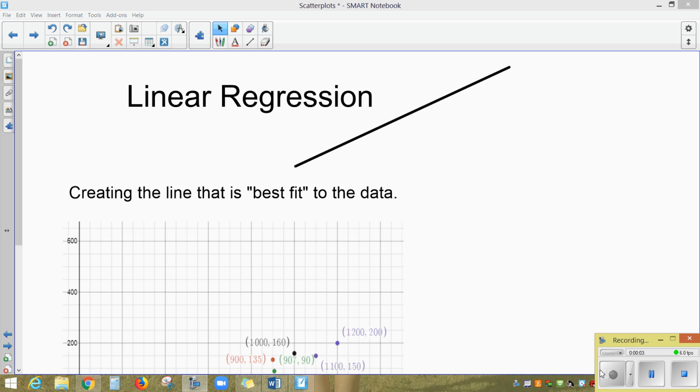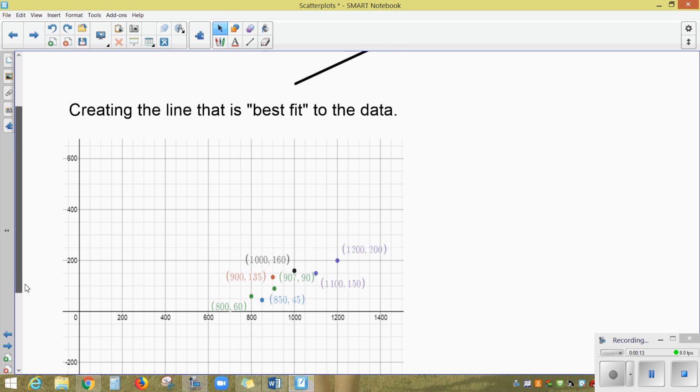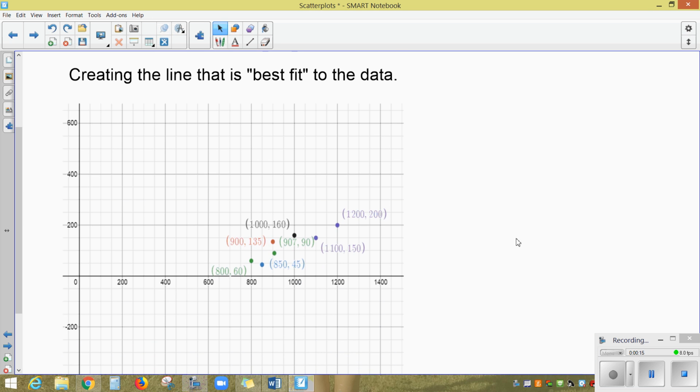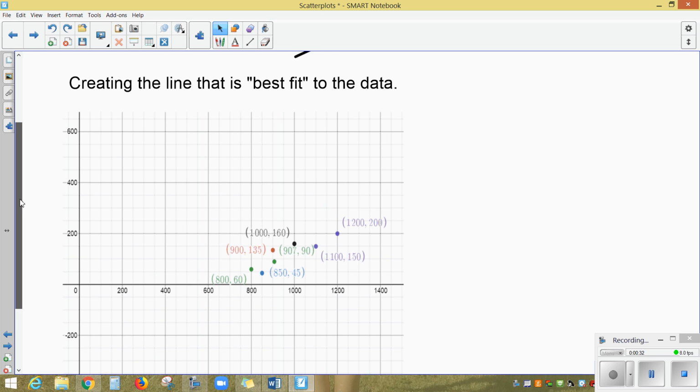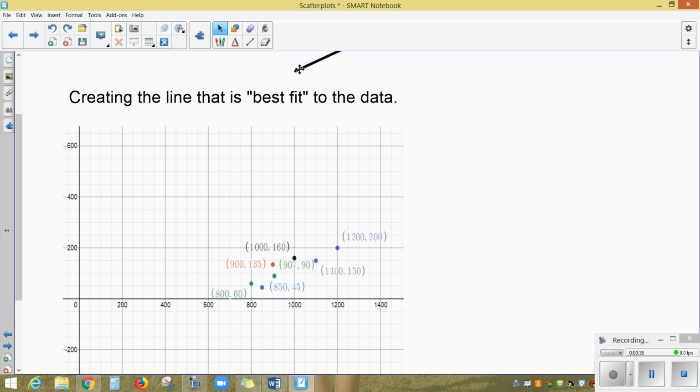So now we're going to talk about linear regression. When we talk about linear regression, we are trying to create the line that is best fit to the data. So looking at this positive correlation that we had from another video, we said it looks like it is increasing as we move from left to right in a fairly linear manner. We found the Pearson's R coefficient, which was close to 0.9, and at the 0.05 level of significance, we said yes, it's got a good correlation, and so we can find that line.